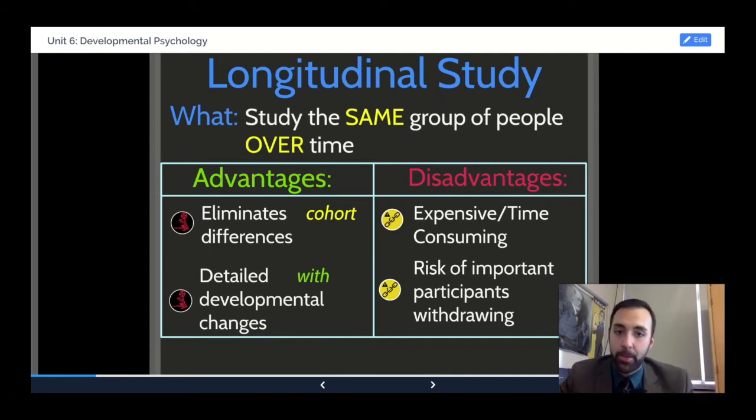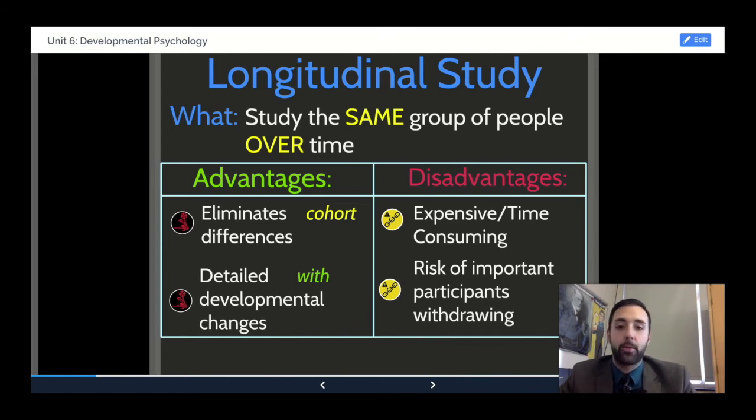You have the same group of people, and they all age. They live through the same wars. They live through the same technological changes. They live through the same cultural shifts. And when you track the same group of people, you become more confident that any differences that you see are actually a result of age. So this eliminates those cohort differences.